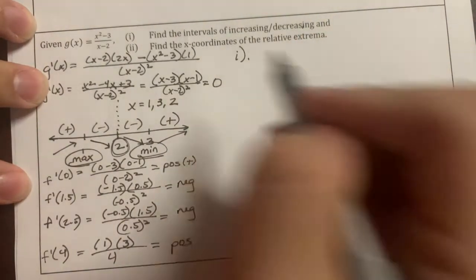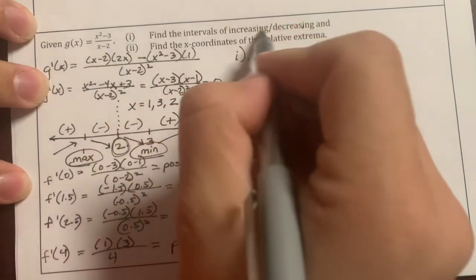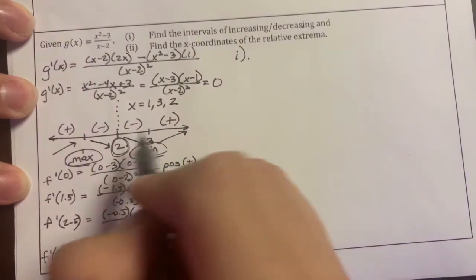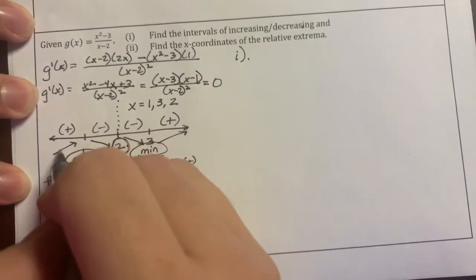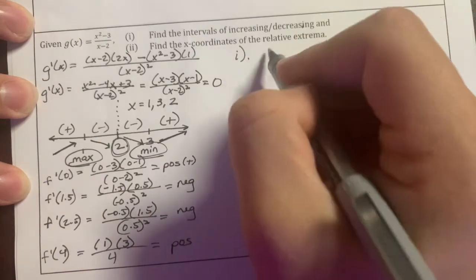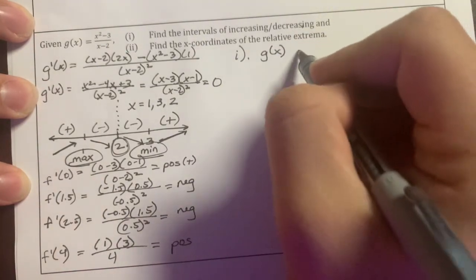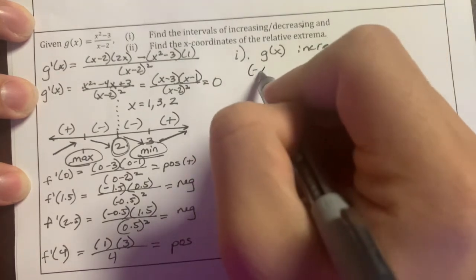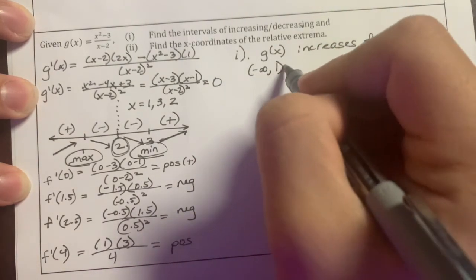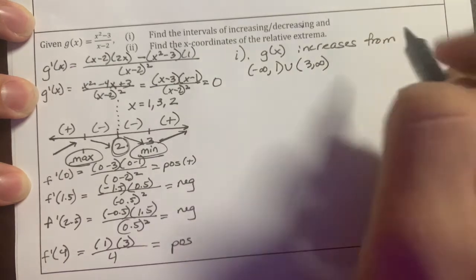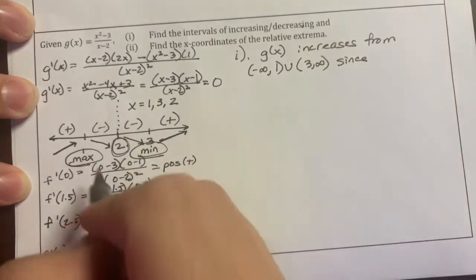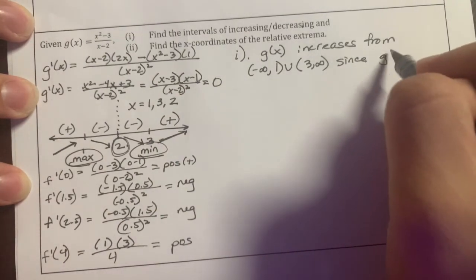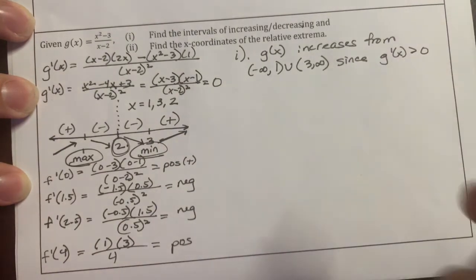So the first thing we've got to do is find the intervals of increasing and decreasing. So let's see. I know that G is increasing in this region and this region. So I'm going to say G of X increases from negative infinity to 1 and from 3 to infinity since the derivatives are positive, right? So I'm going to say since G prime of X is greater than 0.